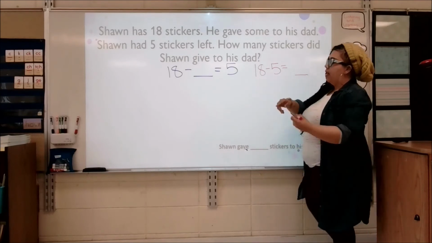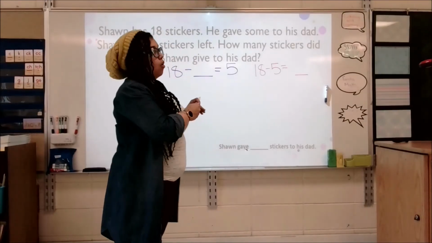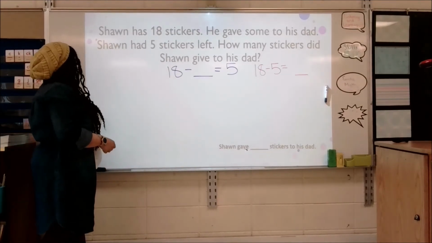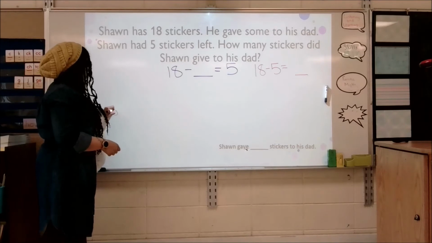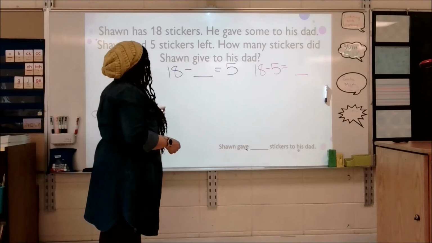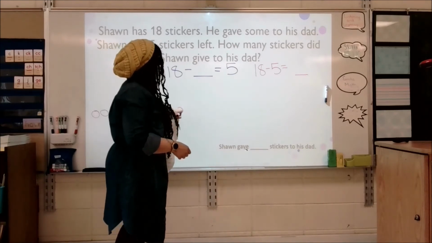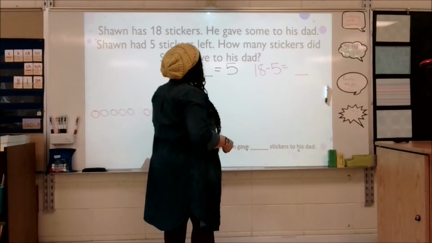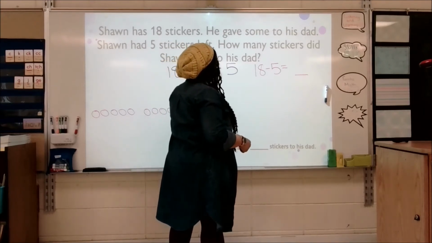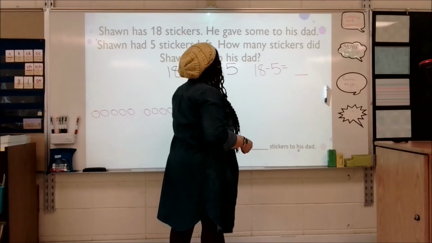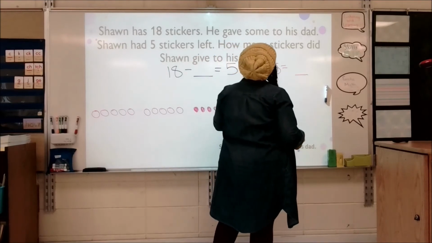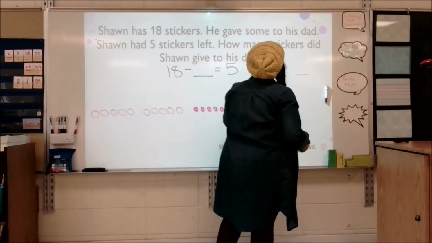we're going to draw the whole. Let's draw the whole in our tape diagram. So, let's start way over here because 18 is a decent size number. 1, 2, 3, 4, 5, 6, 7, 8, 9, 10, 11, 12, 13, 14, 15, 16, 17, 18.